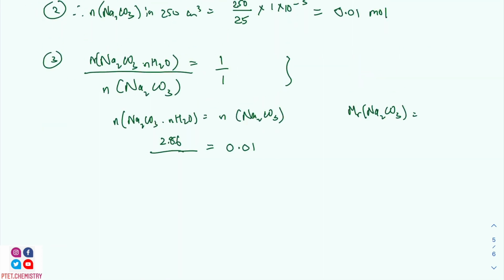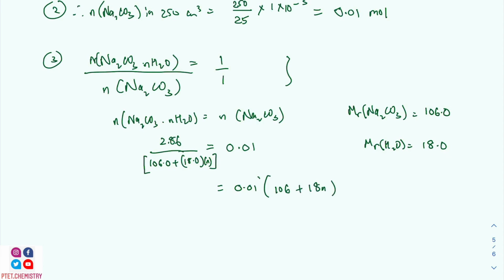So 23.0 times 2 plus 12.0 plus 16.0 times 3. My periodic table shows me that it's 106.0. So it's 106.0. The Mr of H2O was 18.0, so it's 18.0 multiplied by N. So I can bring up my bracket, so this will be 106. I'm just trying to be simplified now. That's 2.86. Expand your bracket carefully.